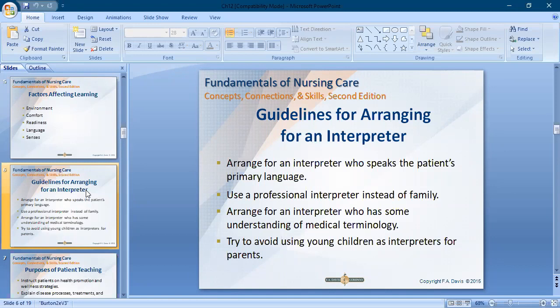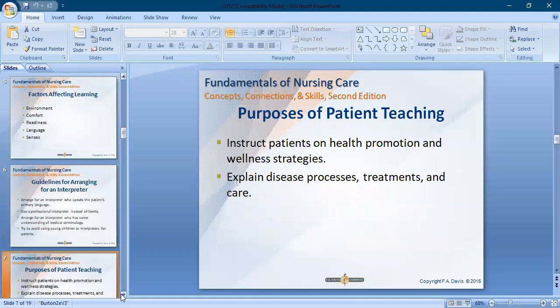So who is the person to do this? Only a certified interpreter, and also the hospital interpreter, is allowed to deal with you and your patient, right? Arrange for an interpreter who speaks the patient's primary language. Also use a professional interpreter. Also arrange for an interpreter who has some understanding of medical terminology. Also, try to avoid using young children as interpreters, right? Very important.